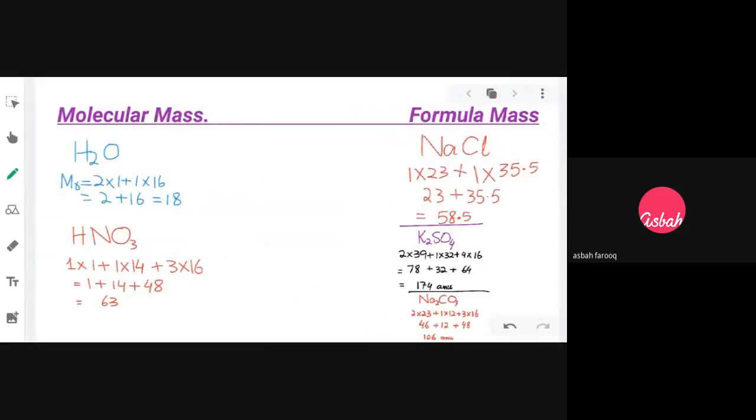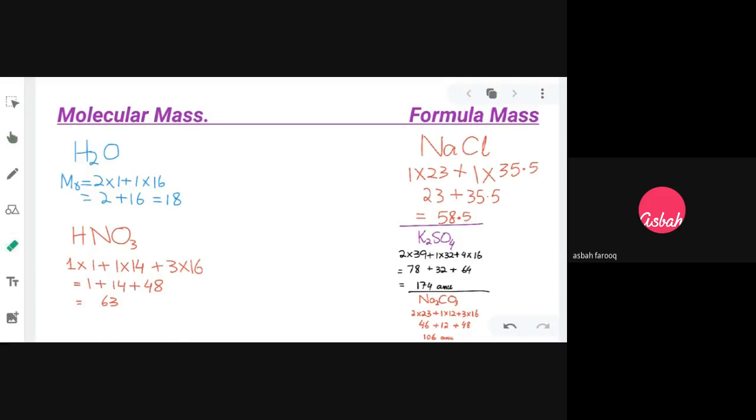Now you see that if there was any metal present in our formulas, we have calculated and written it under the formula mass, and if we had no metal, then we calculated its molecular mass. The method to find out is the same. It's just that the name is different.